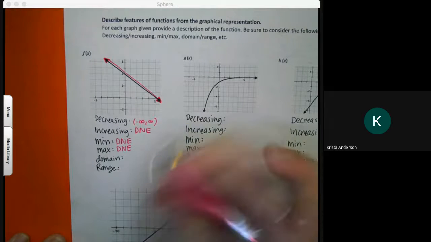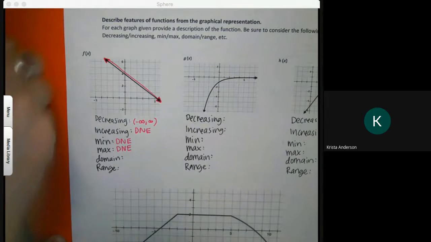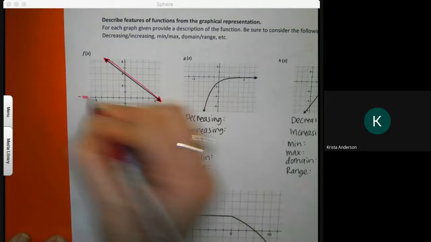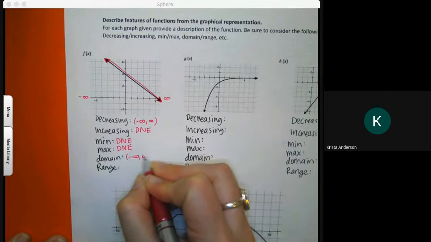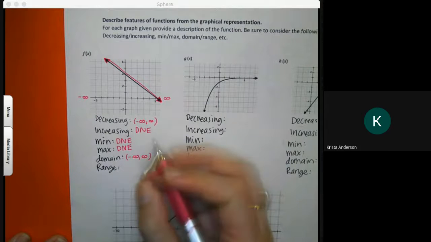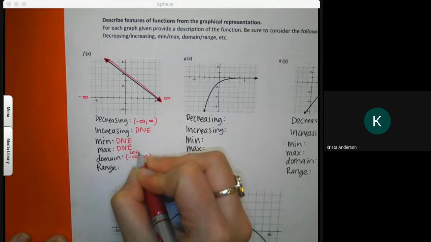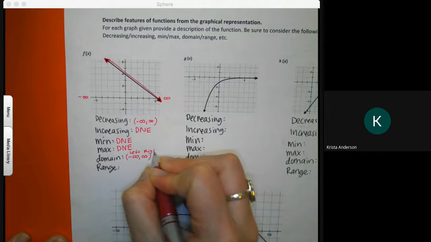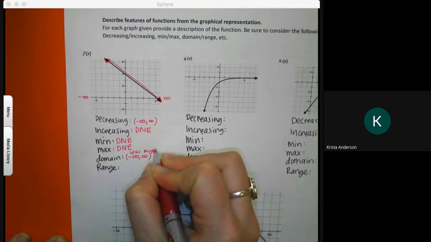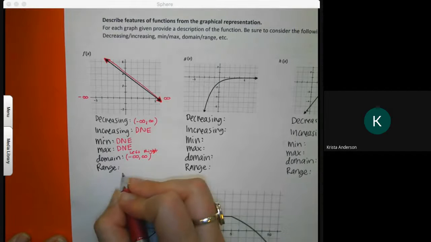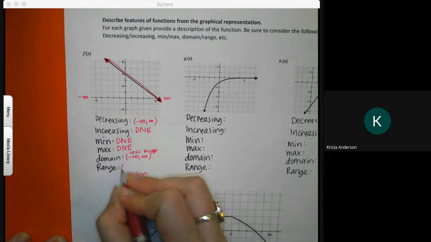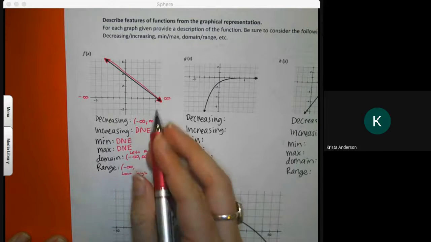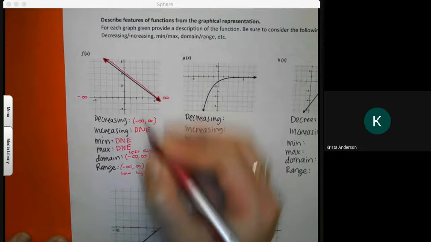The domain is the left to right, so negative infinity to infinity forever for domain. Range is the low to high, so the lowest is negative infinity because it continues down, and the highest it goes is positive infinity because it continues up.